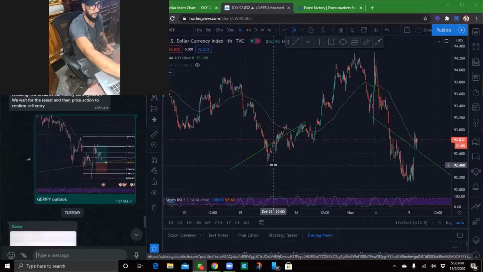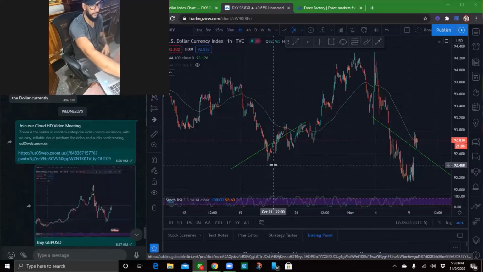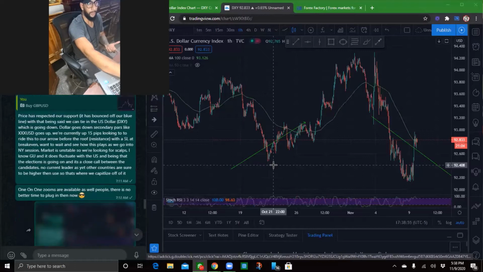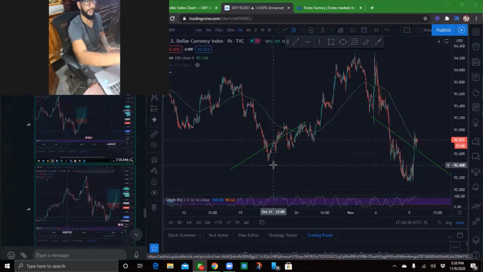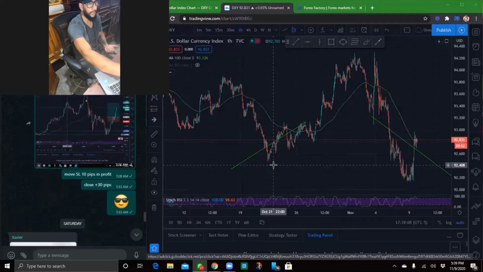Here's our outlook for the week. And if setups don't go to par, if they don't follow through, we also want to know why they didn't follow through. You don't want to just have a trade that doesn't go your way and then just leave it alone. No, you need to go back and learn why did it not go my way? What was wrong? Another 30 pips here.